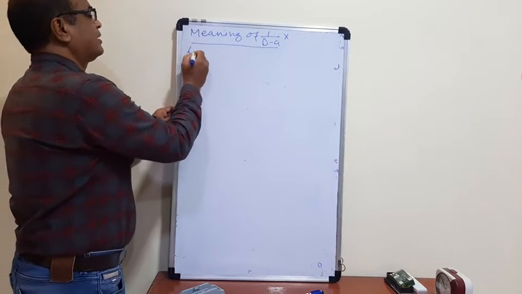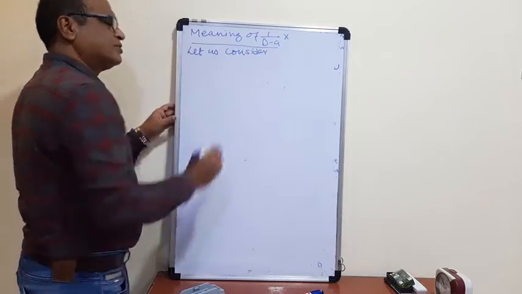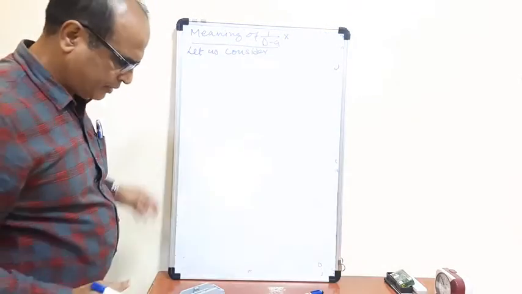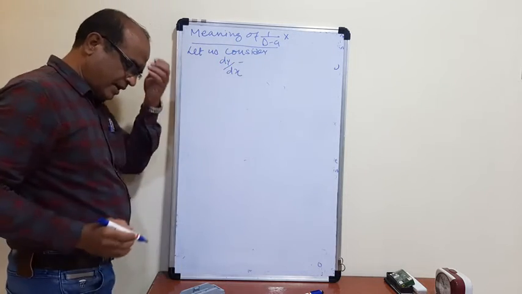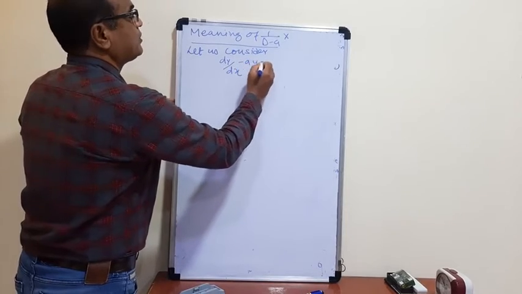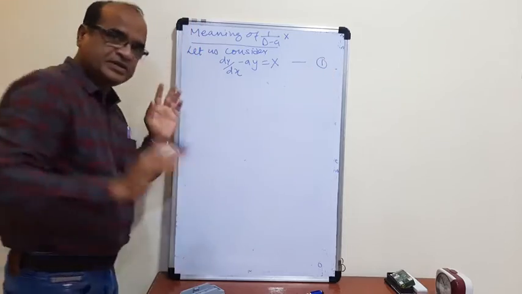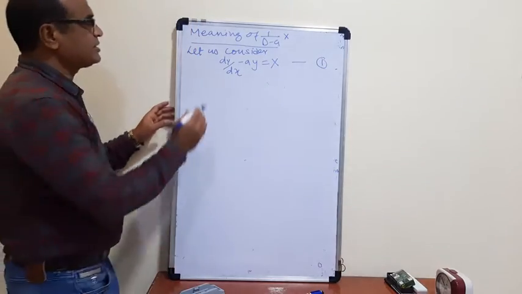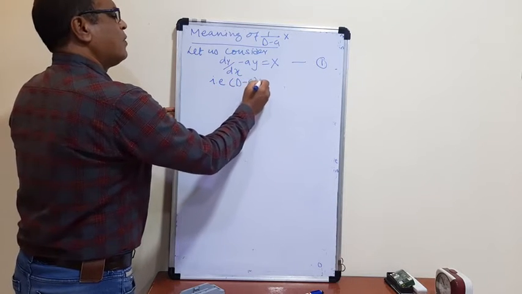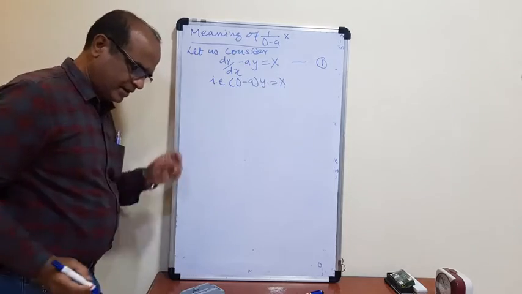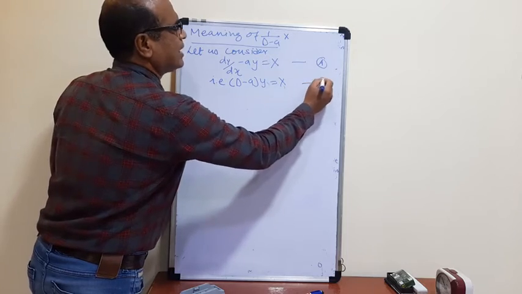So let us consider a first order, first degree differential equation, that is dy by dx minus ay is equal to X. So this is a very simple differential equation. How to solve this? This can be written using the operator as (D minus a) y is equal to X. This is equation number 1.